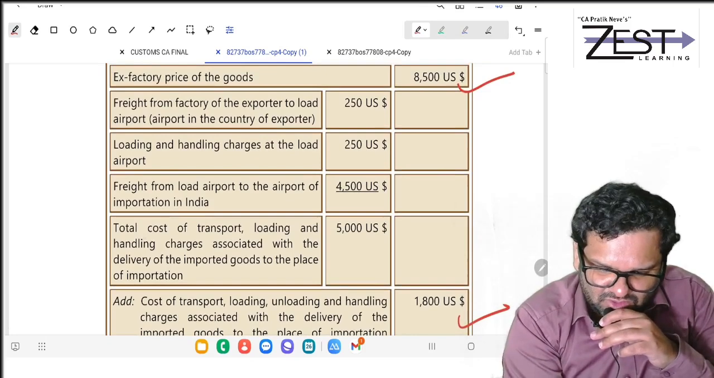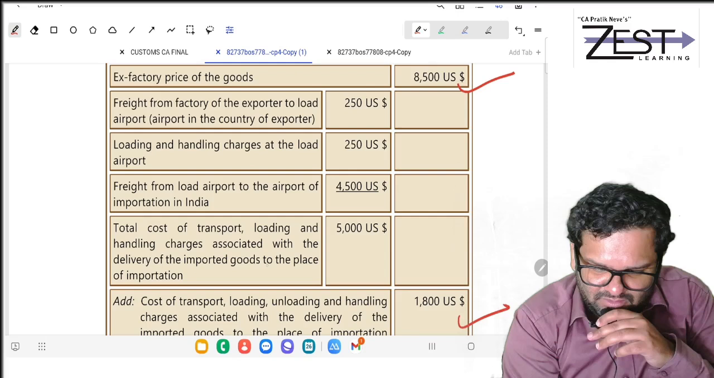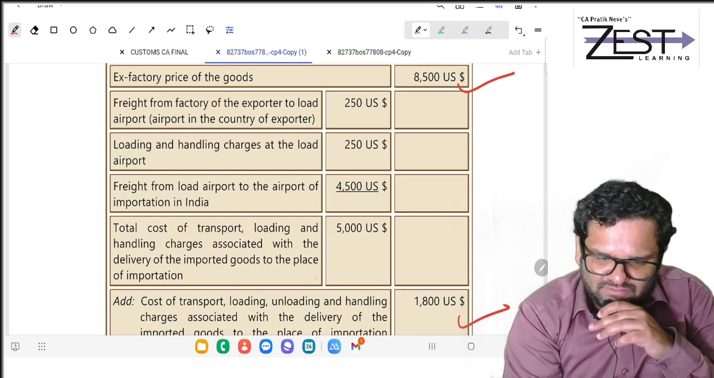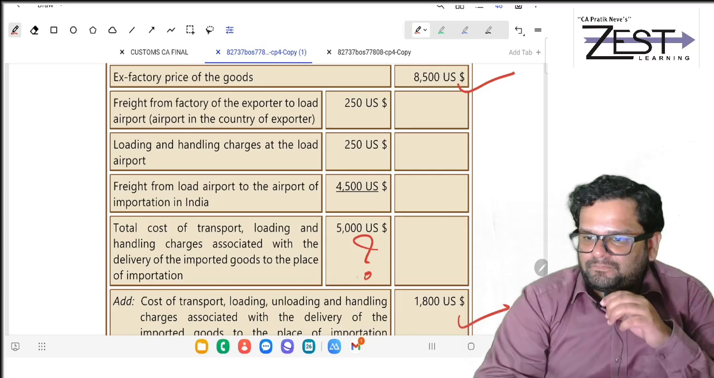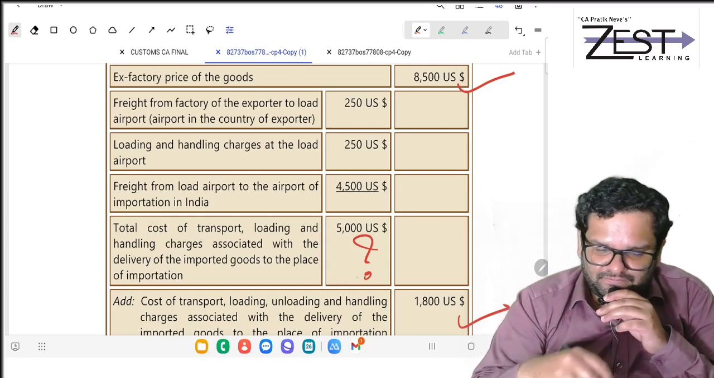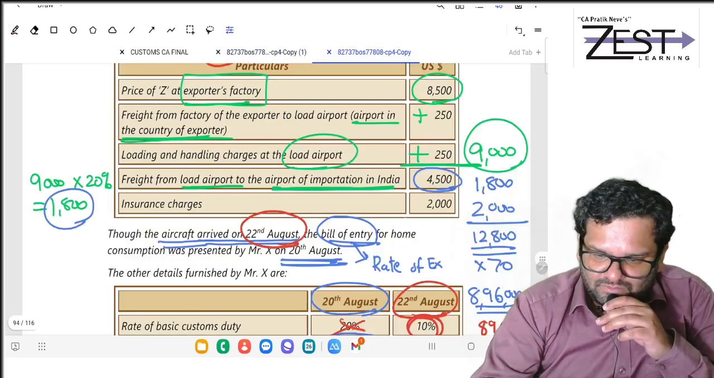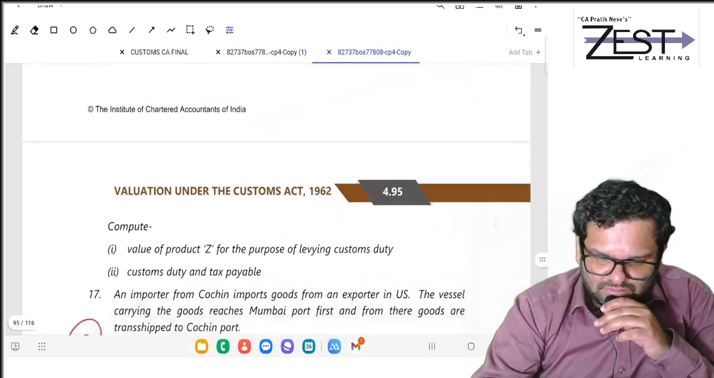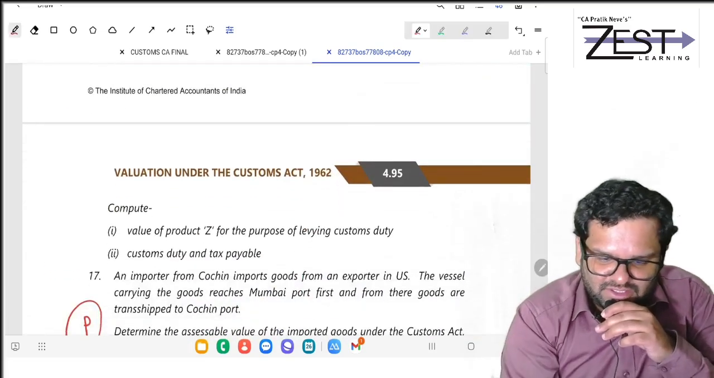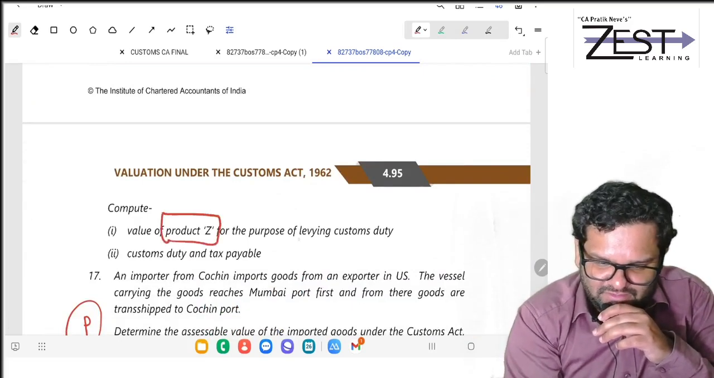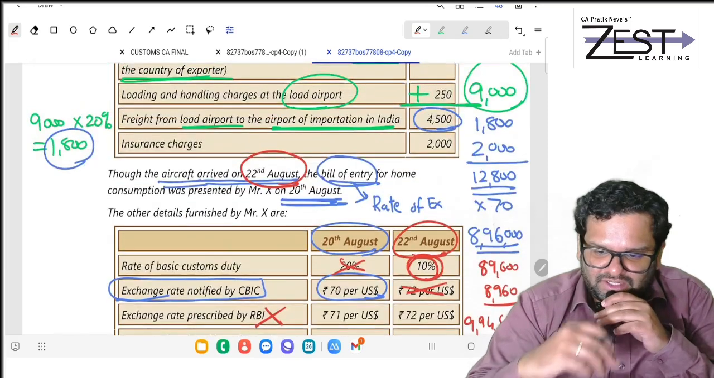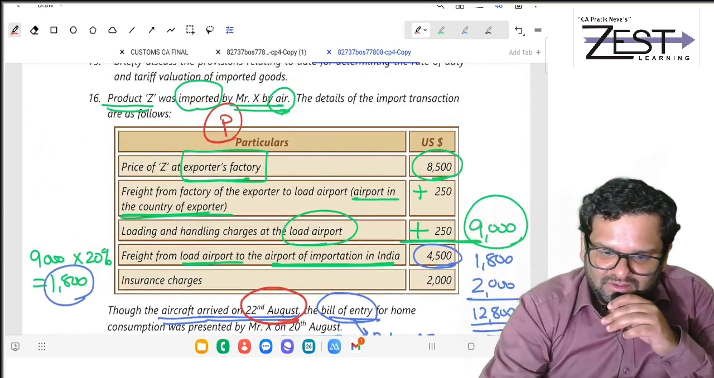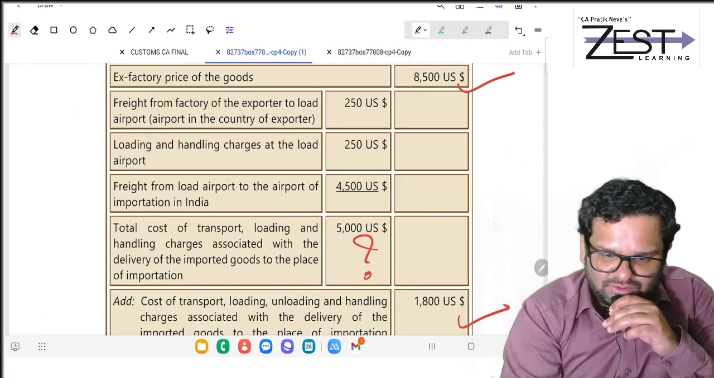Total cost of transport, loading, and handling charges associated with delivery of imported goods at place of importation. Where is this given? No, it's not given anywhere. Because finally the question ends here: value of product Z for the purpose of levying custom duty and tax payable. So your question ends there. So there is no question of this 5,000.